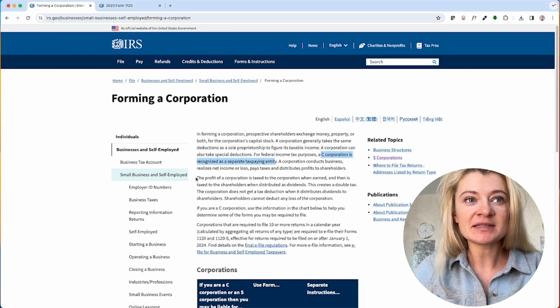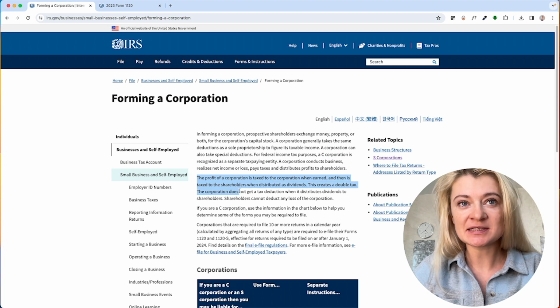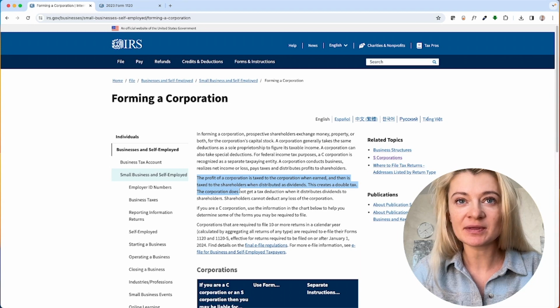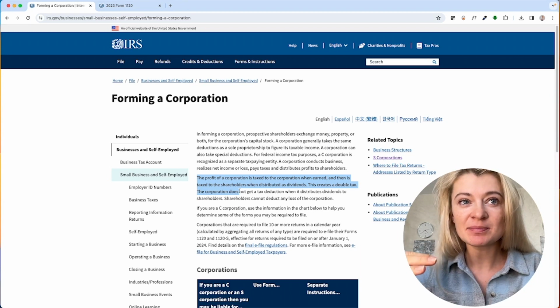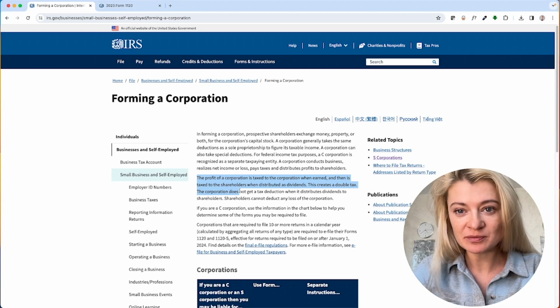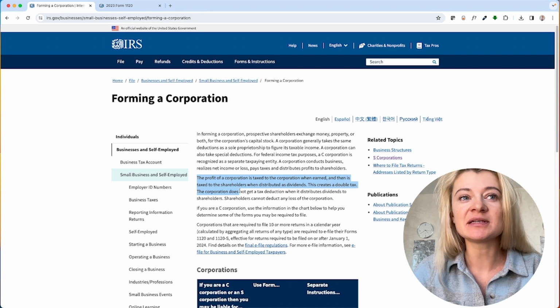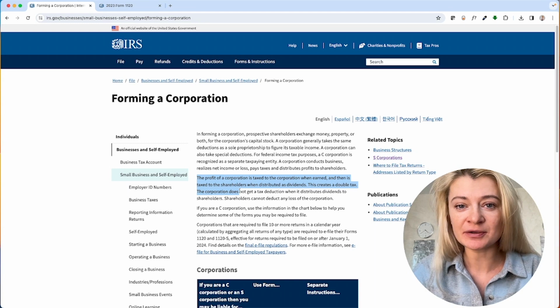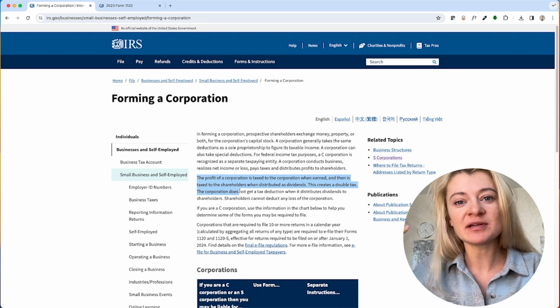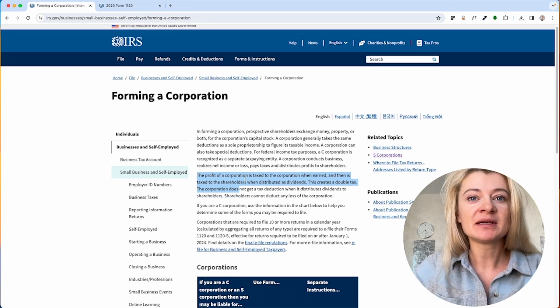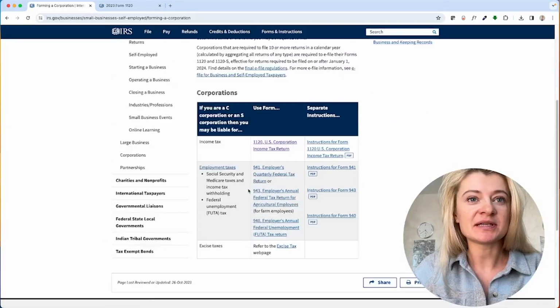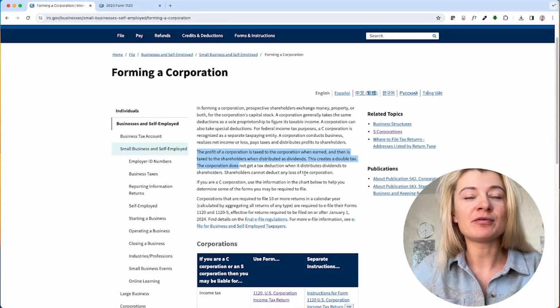Also, it says that the profit of a corporation is taxed to the corporation when earned. So the C corporation pays tax itself, and then it's taxed again to the shareholder when they distribute the dividends. So basically it creates double taxation. That's probably the biggest con of having a C Corp, but there are also lots of pros. For example, let's see what it says here. It's not much, so I'm just going to go over this very quickly.